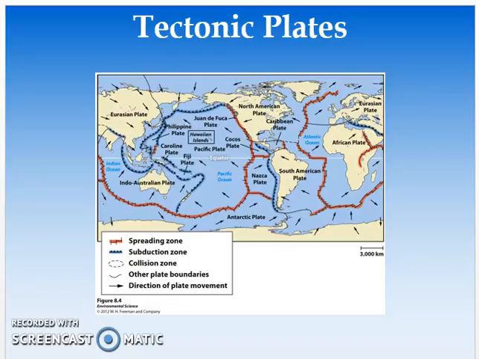It creates trenches, creates volcanic activity, creates volcanoes, both island volcanoes and island arcs, volcanic islands in the ocean. The Aleutian Islands were formed that way. All of the Japanese islands were formed that way. The mountains in Chile and Peru, the Andes, are all because of the subduction zone there.